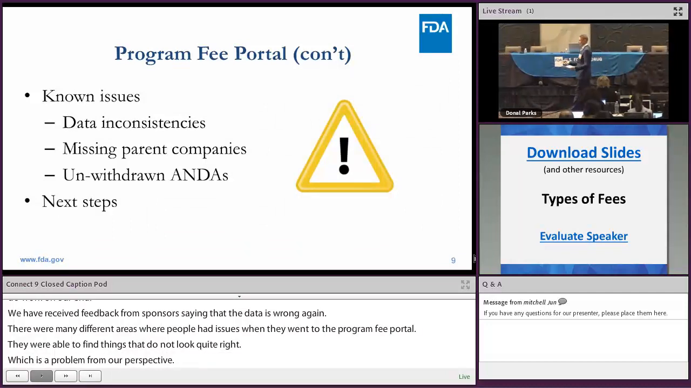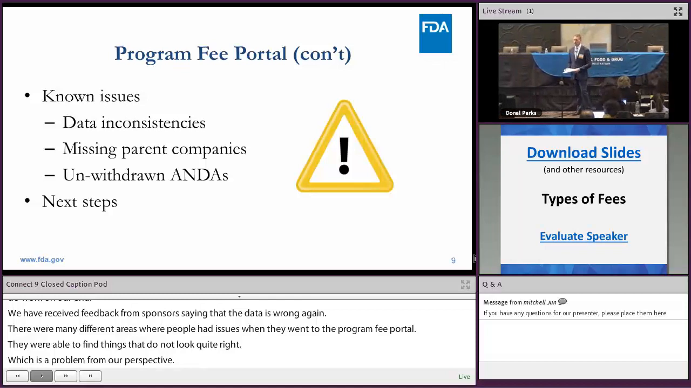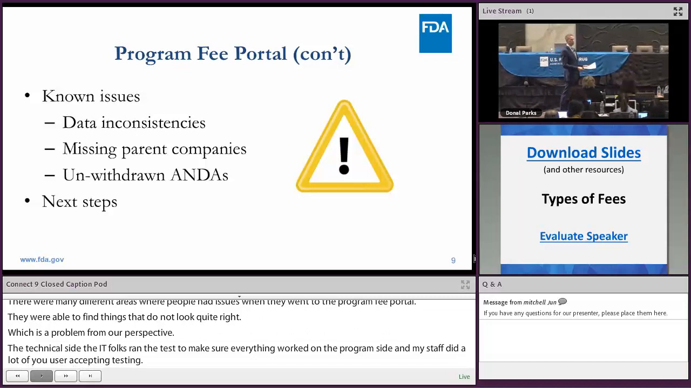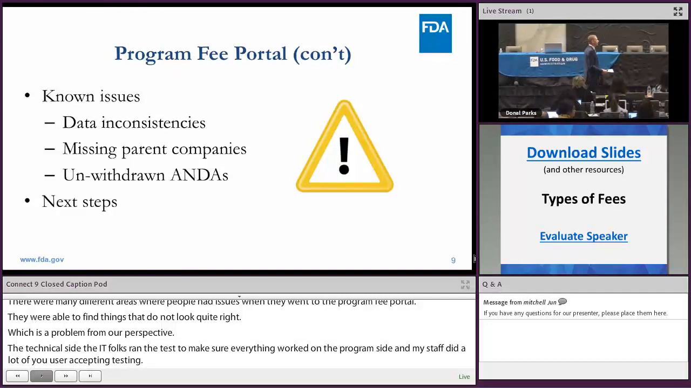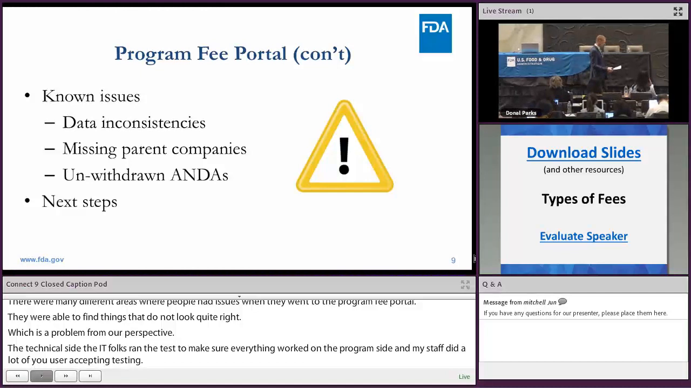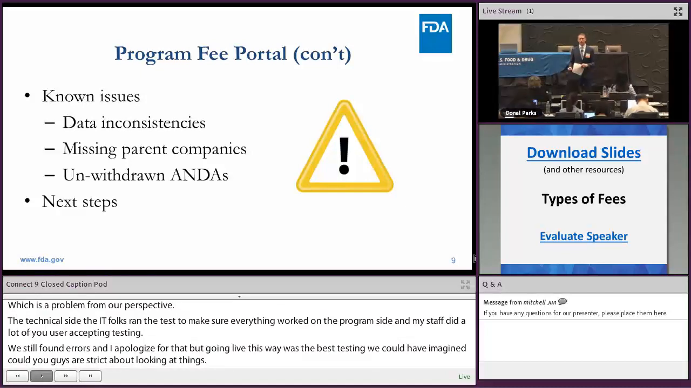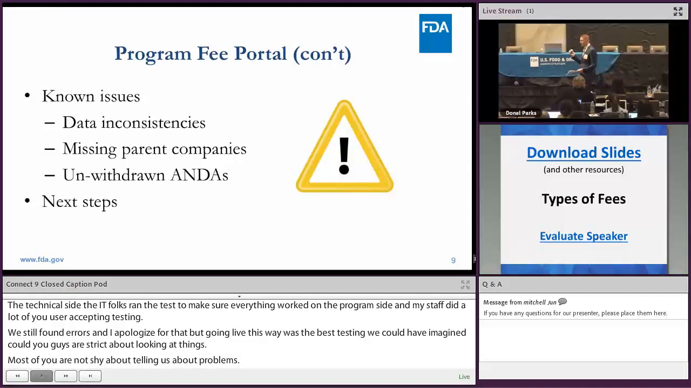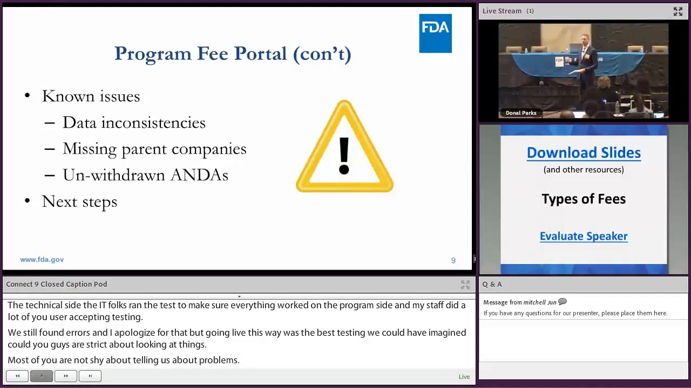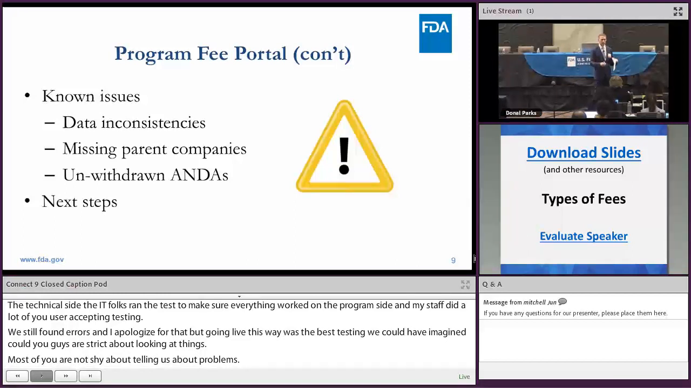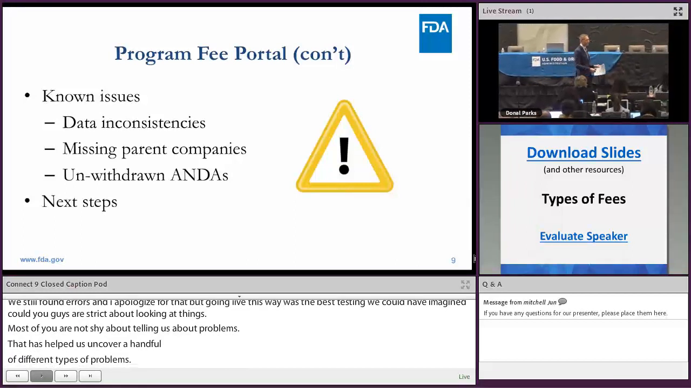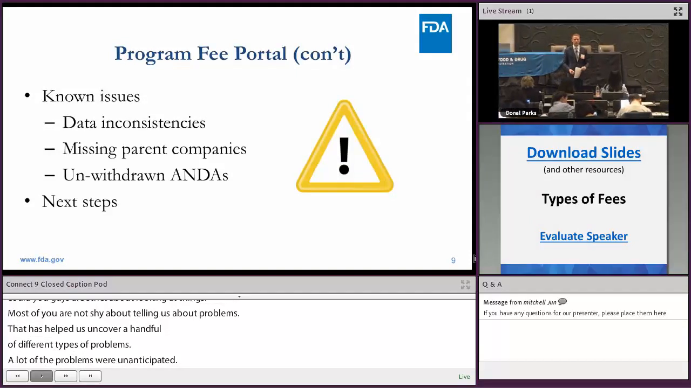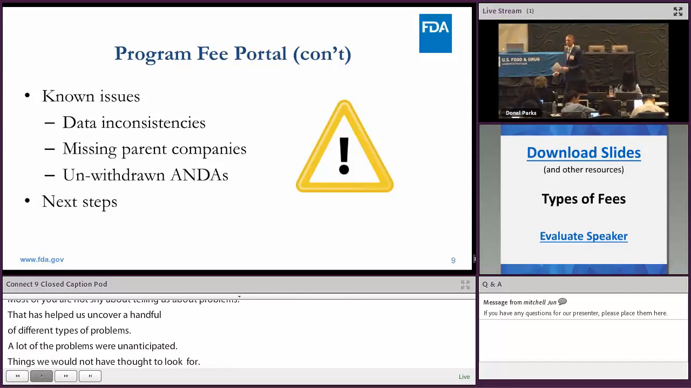But this going live this way was really the best user acceptance testing we could have imagined because you guys were very strict about looking at things, and most of you are not shy about telling us when we have problems. So we appreciate that, and that's helped us uncover a handful of different types of problems. So I'm going to run through some of those now. But before I do that, let me just say that a lot of these problems were unanticipated. They were things we wouldn't have thought to look for. They were connections or tests we didn't think to ask if they were right. And so by finding these problems and bringing them to our attention, you've helped us make much more robust the back-end system that populates what you see.